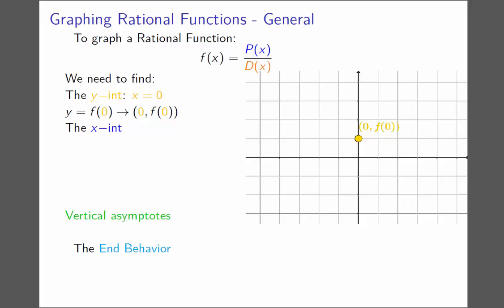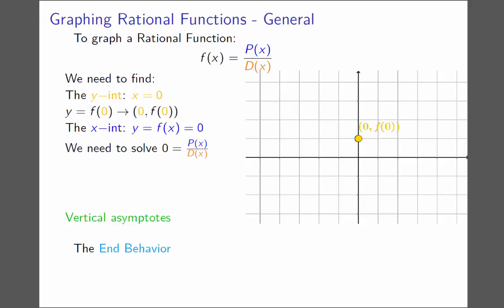For the x-intercept, we need to look when y is 0, or our function is 0. So we need to solve the equation 0 equals p of x over d of x. But if we multiply by d of x on both sides, the left is just d of x times 0, which is 0. But the right, multiplying by d of x cancels dividing by d of x, and we're just left with p of x. So we can solve this by solving 0 equals our polynomial on top, p of x.